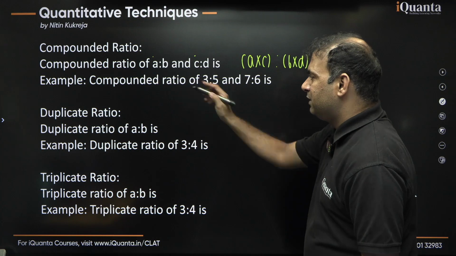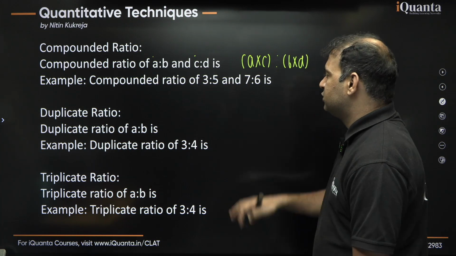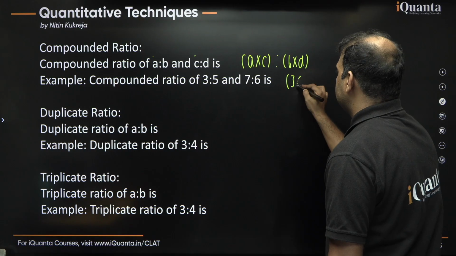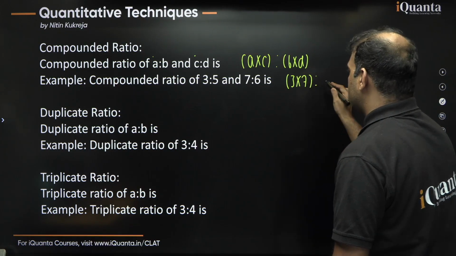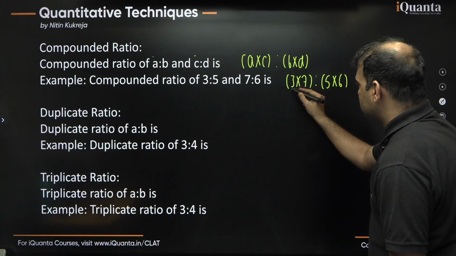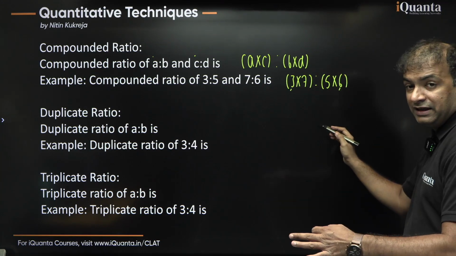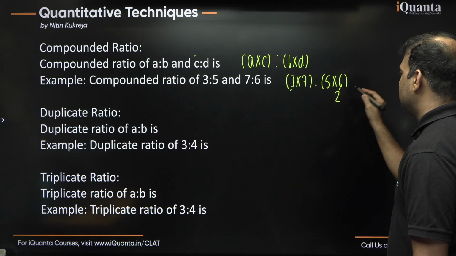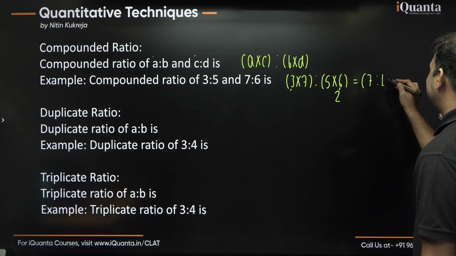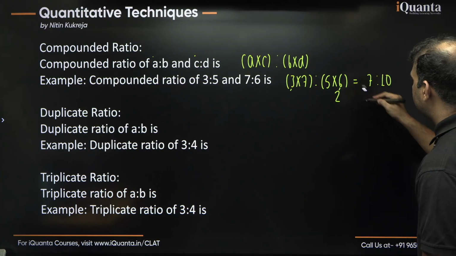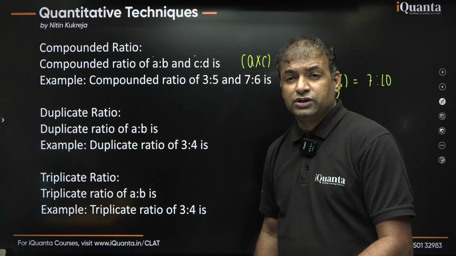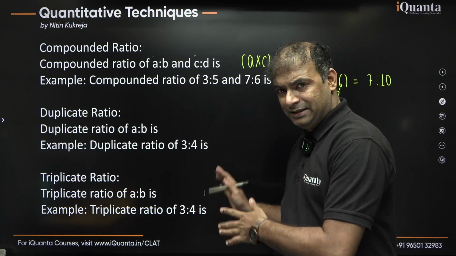Now the example is based on that: the compounded ratio of 3:5 and 7:6. Okay guys, so we find the product of the antecedents and also the product of the consequents, and then the ratio of them. So here you see 3 and 6 having a common factor, so 3 twos are 6, and then it will become 7 is to 5 into 2, which is 10. Alright guys, so this is how we can find the compounded ratio of these two ratios. We can find the compounded ratio of more than two ratios as well in a similar manner.